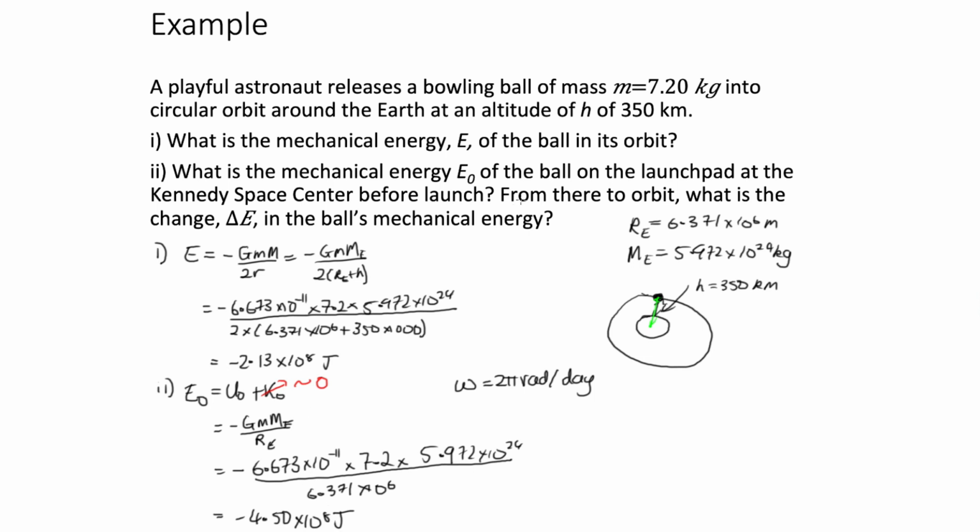So we've answered the first part, and it says from there to orbit, what is the change, delta E, in the mechanical energy? So delta E is equal to the final E minus the initial E. We calculated the final E in part 1, so this is equal to minus 2.13 times 10 to the 8. And then we calculated the initial E in part 2, so that's minus 4.50 times 10 to the 8. So solving this, we end up with delta E equal to 2.37 times 10 to the 8 joules. And that's how we solve that problem.